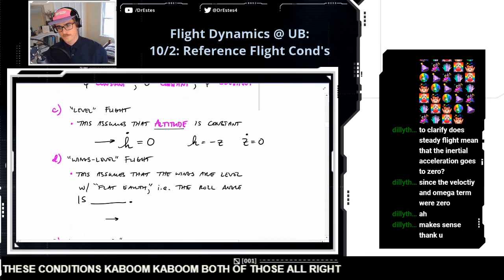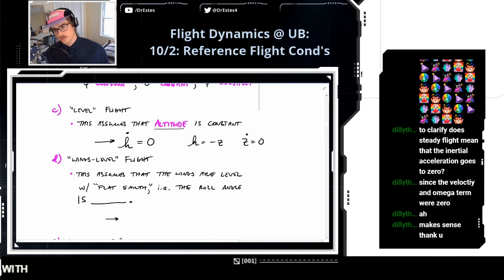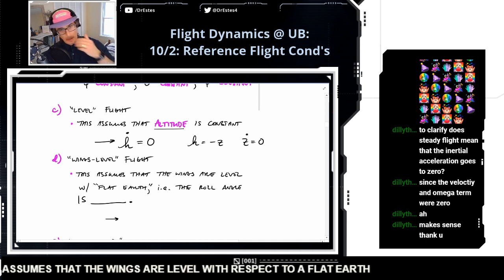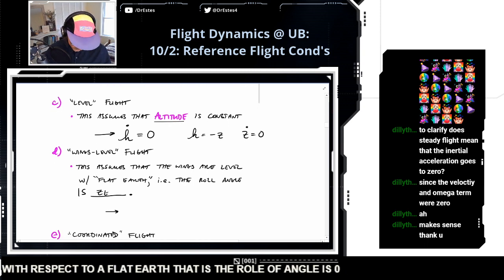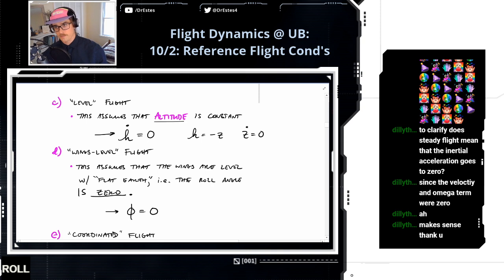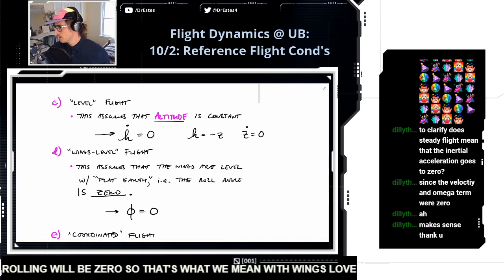All right. Wings level flight. This assumes that the wings are level with respect to a flat Earth. That is, the roll angle is zero. We're going to have that roll angle be zero. So that's what we mean with wings level flight.